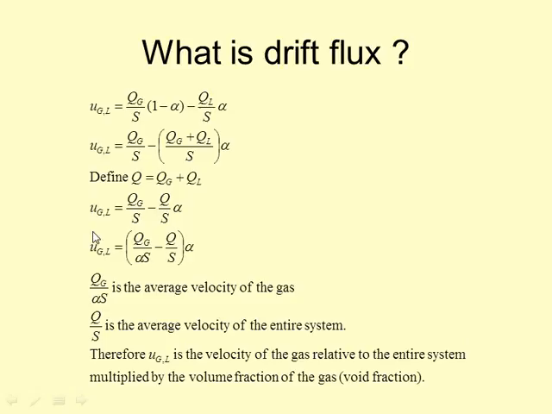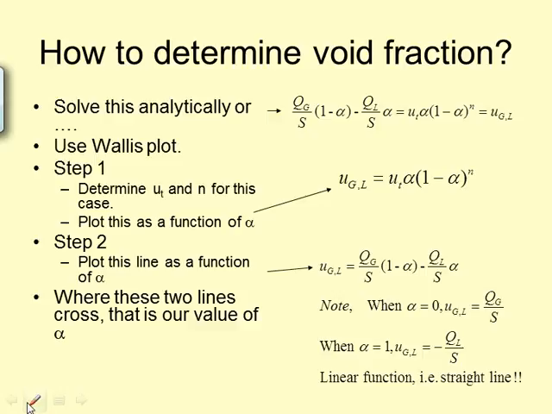So this is why they call it the drift flux. This is the average velocity of the gas minus the average velocity of the entire system. That's what UGL means. Therefore, UGL is the velocity of the gas relative to the entire system multiplied by the volume fraction of the gas. But as I said, this is extra.